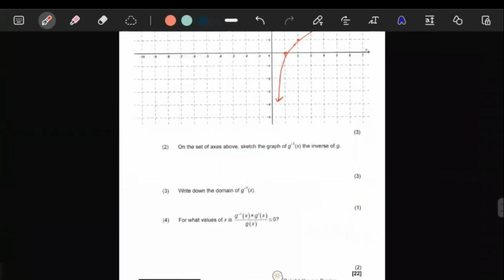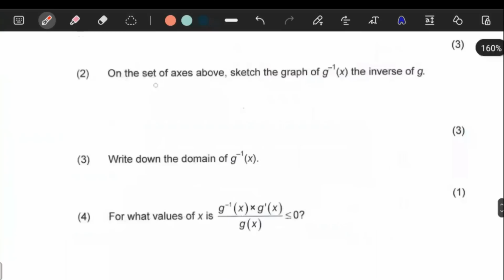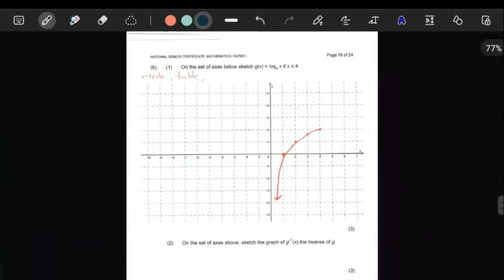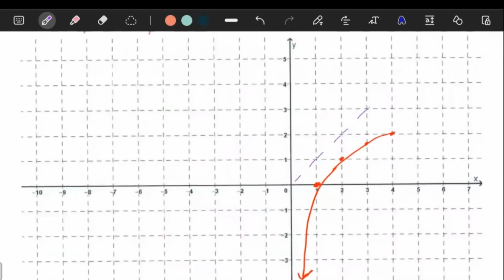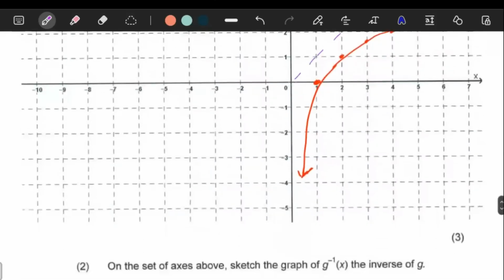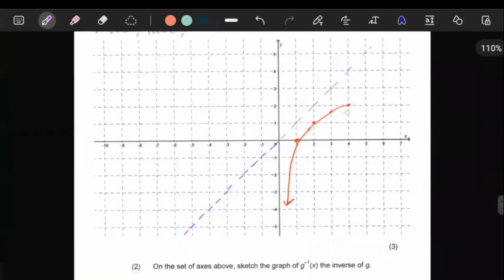Nothing crazy, nothing major. They say it here now, on the set of x's above, sketch the inverse. So sketching the inverse, you just have to know where your line of inverse is. See, this is your line of inverse. So as long as you know where your line of inverse is, drawing the inverse of your graph, you always have to just mirror the points. So this point here, it's going to be over there, because it has to be the same distance from your line. This point here, it's going to be somewhere over there.